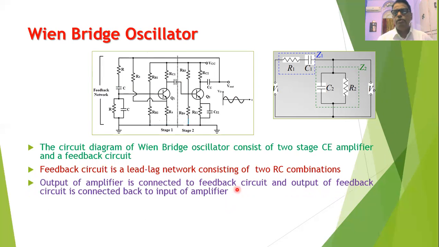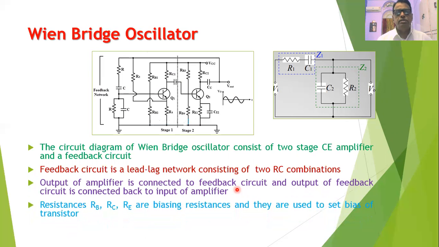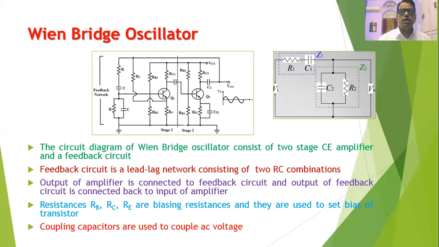The output of the amplifier is connected to the feedback circuit, and the output of the feedback circuit is coupled back to the input of the amplifier. This circuit consists of various components, such as resistances RB, resistances RC, and emitter resistances RE. All these resistances are used to fix the bias of the transistor. The coupling capacitors are also used in this circuit, and their purpose is to couple the AC signal and block the DC voltages.